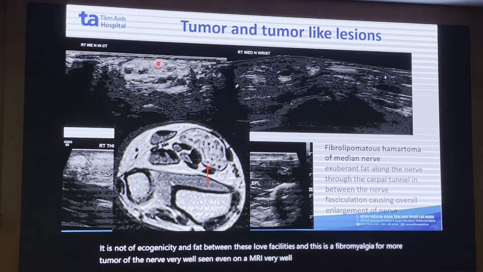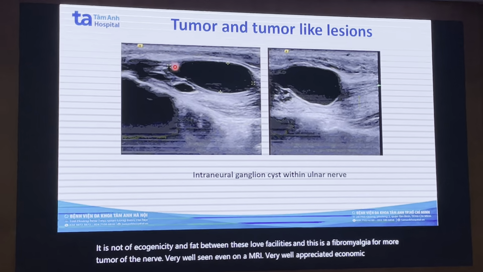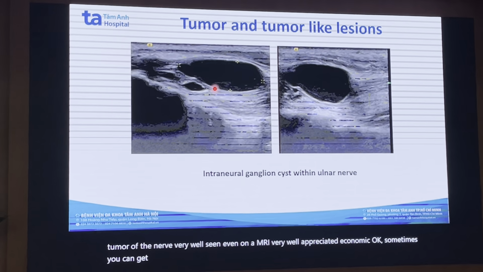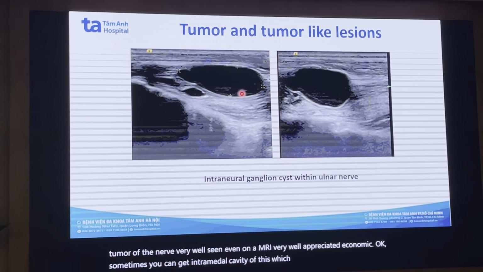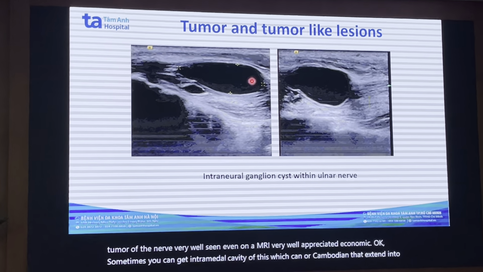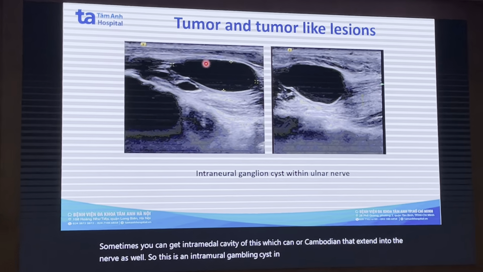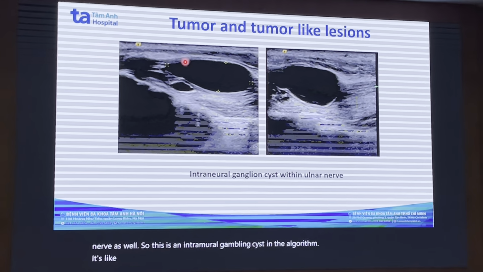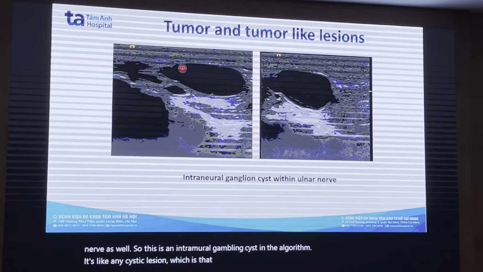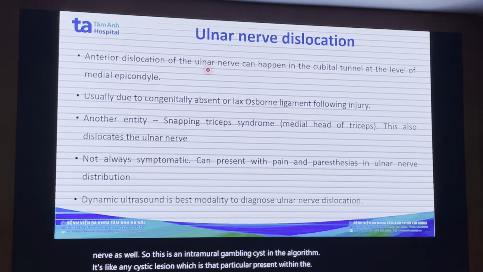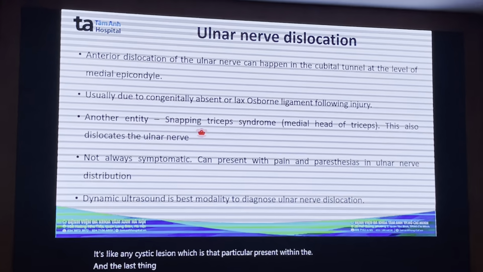on an ultrasound. Okay. Sometimes you can get intraneural ganglion cysts, or ganglion cysts that extend into the nerve as well. So this is an intraneural ganglion cyst in the ulnar nerve. It's like any cystic lesion, just that it will be present within the nerve. And the last thing is ulnar nerve dislocation.